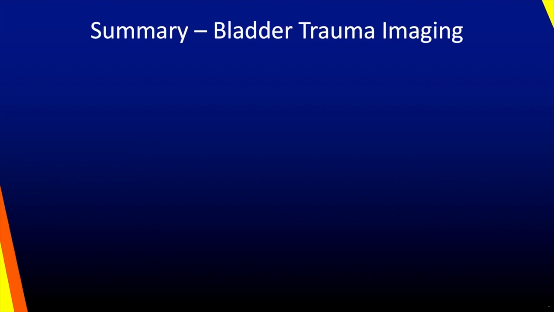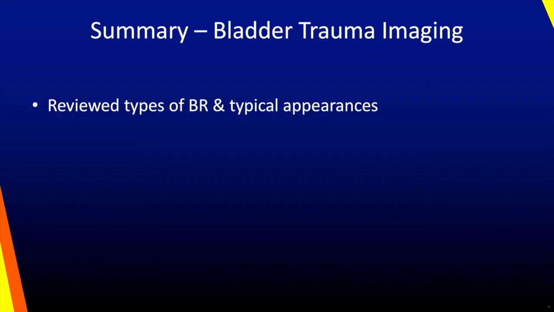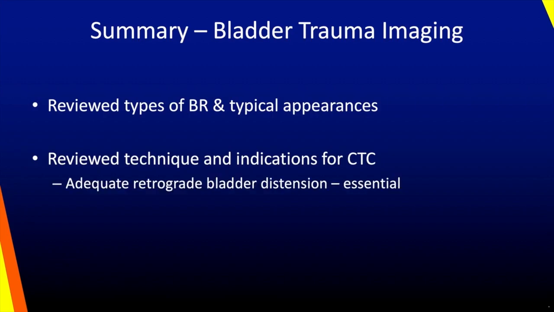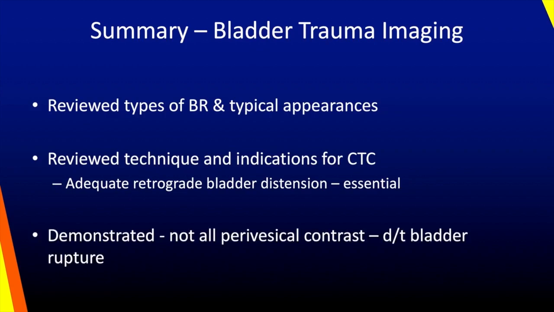This brings us to the end of our talk. So in summary, we've reviewed the types of bladder rupture and typical appearances. We've reviewed the technique and indications for CT cystograms. We've learned that adequate retrograde bladder distension is essential. And we've demonstrated that not all perivesical contrast is due to bladder rupture.